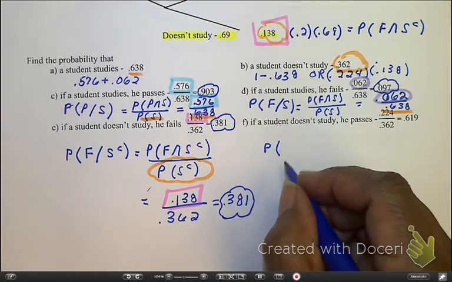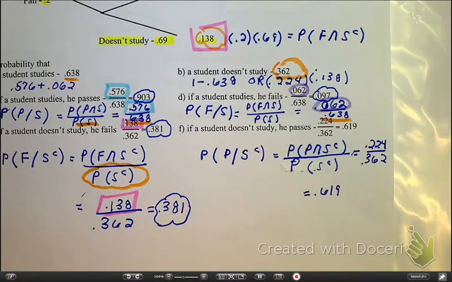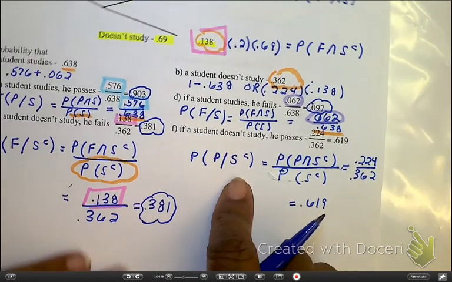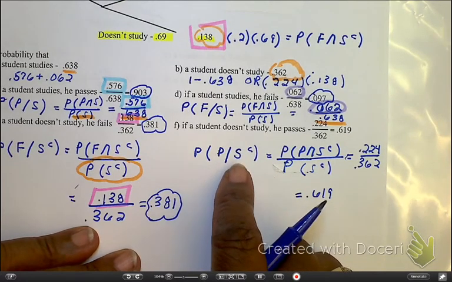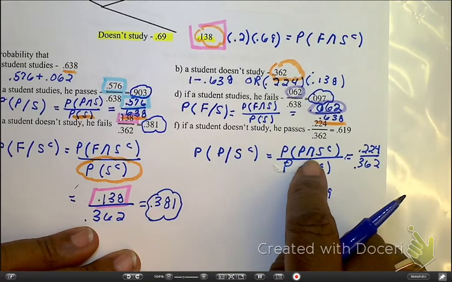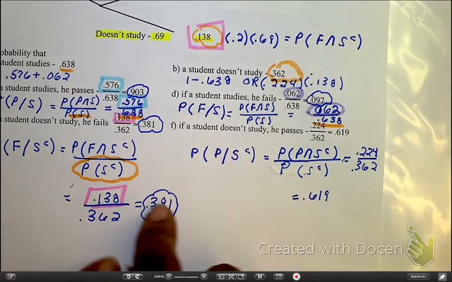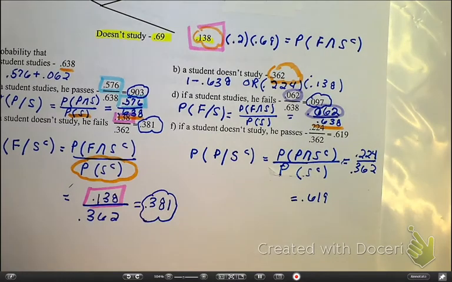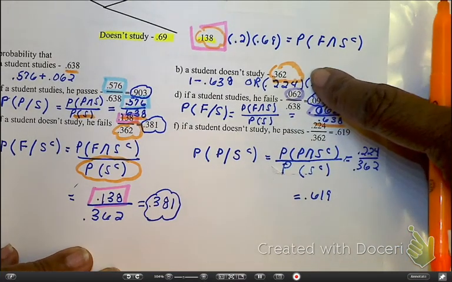And I said last, but now it's truly last. The probability of a student doesn't study, he passes. The probability of passing given that he did not study. So here's the probability of passing and not studying over the probability of not studying. So remember, we already had the probability of overall not studying that we found in the orange cloud right here with part B.